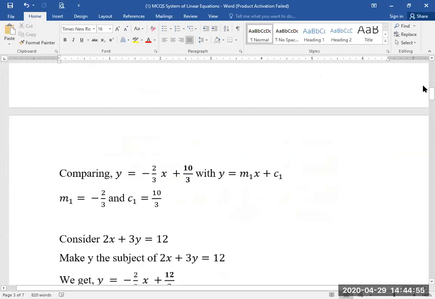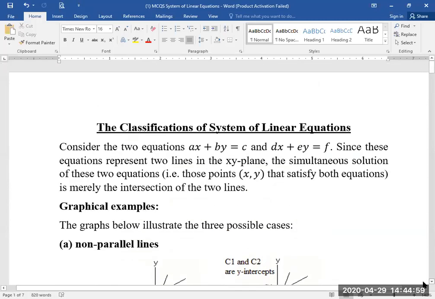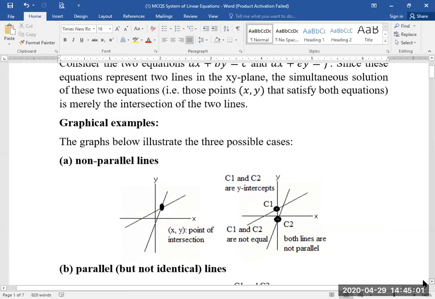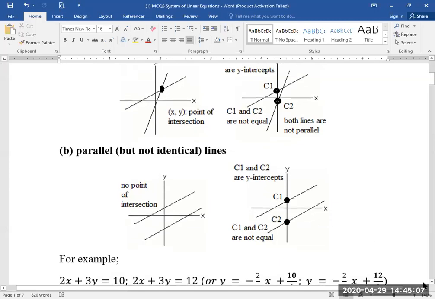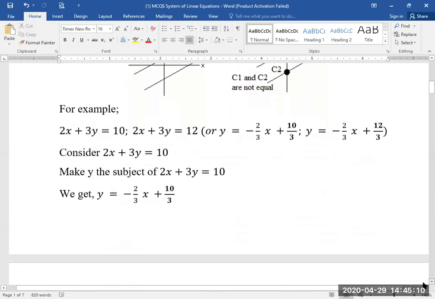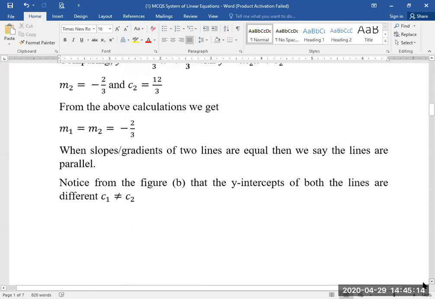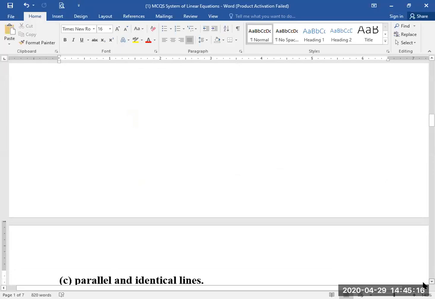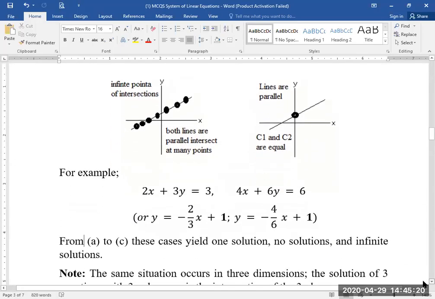If I go to the graph, I can explain from the graph. Here, graph A: see, there is one intersecting point. In graph B, there is no intersection point. This means there is no solution in graph B. And in graph C, both the lines intersect at many points, therefore we call it many solutions.